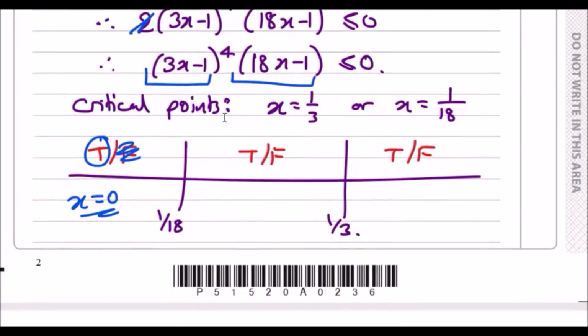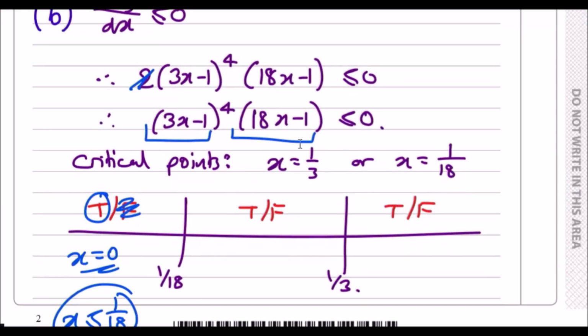So that's one solution. So we can say x is definitely less than or equal to 1 over 18, because that seems to be true. And remember, if it's true for one value less than 1 over 18, it's true for all values, because 1 over 18 is the critical value. It's literally the turning point here.